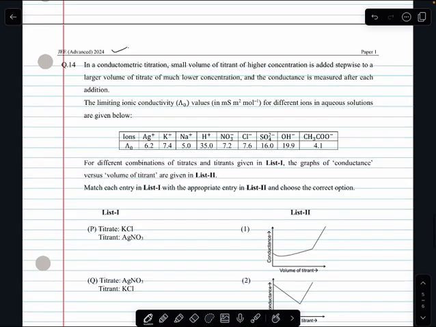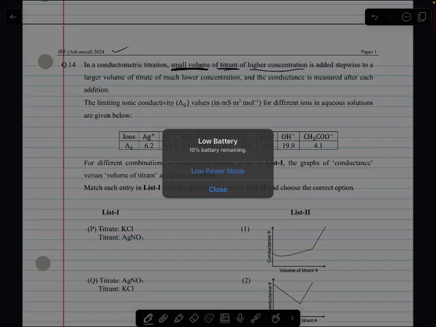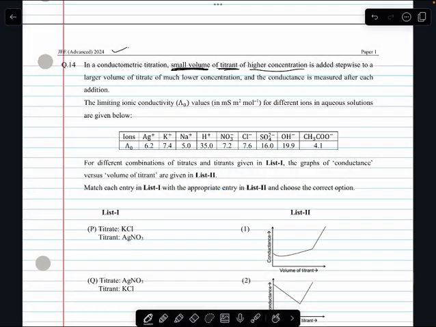Now let's come back and solve question number 14 of JEE Advanced 2024. What is given in the question is, in a conductometric titration, a small volume of titrant of higher concentration is added stepwise to a larger volume of titrate of much lower concentration. So the titrate is a large volume and its concentration is lower.